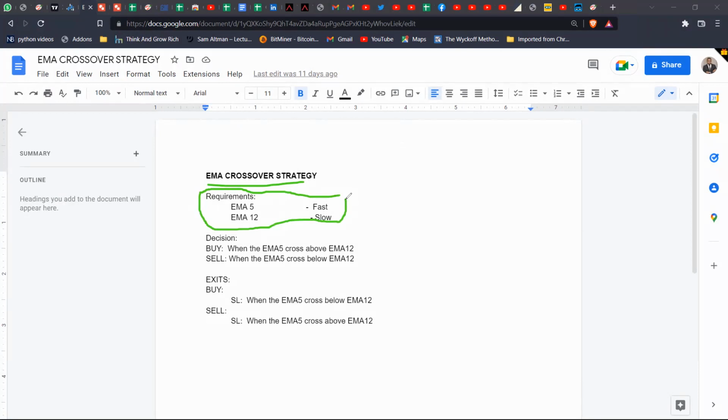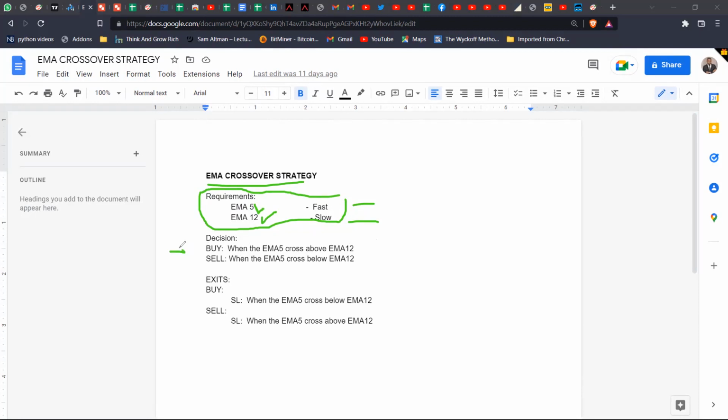Well, for this one we're building, it requires 2 EMAs. One of them we're going to refer to as fast, the other one we'll refer to as slow. The EMAs we'll be using are the 5-period and the 12-period moving averages. So those are the requirements. Now, how do we make our decision? You can see what I just did here is that slide that I showed you that I called the process. So we define the requirements. Now, how do we get into the trade?